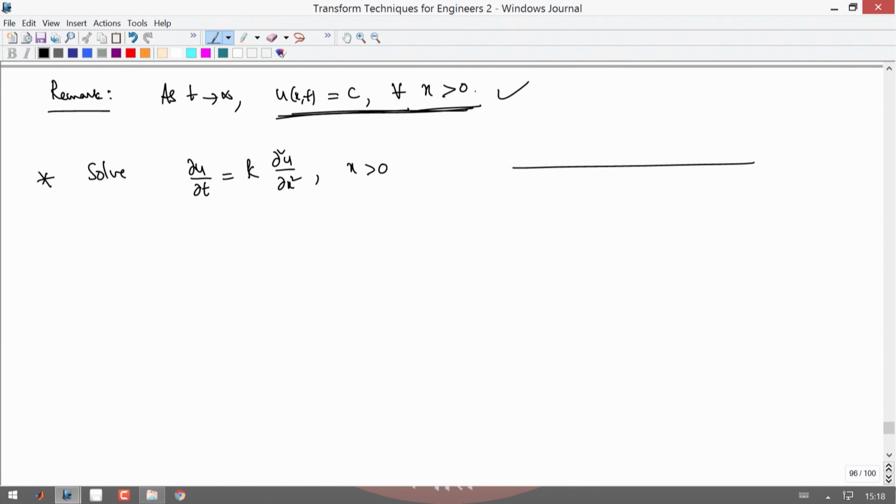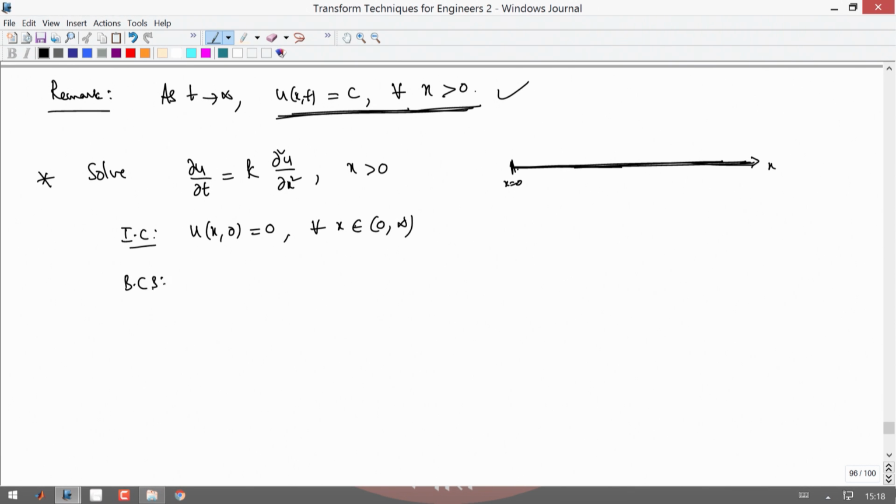So, again we consider the same situation as x goes to infinity. This is a semi-infinite rod, and at x equal to 0 you have provided the initial condition. Let me see what the initial condition is. Initially again we keep the rod at 0 temperature. So, u at x comma 0 is 0 for every x belonging to 0 to infinity.